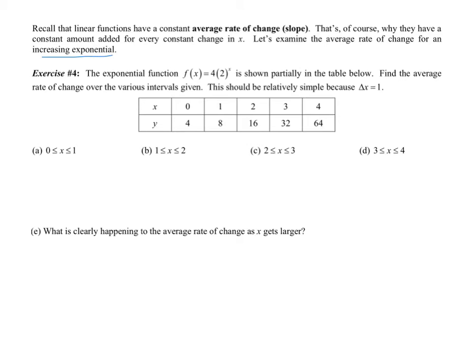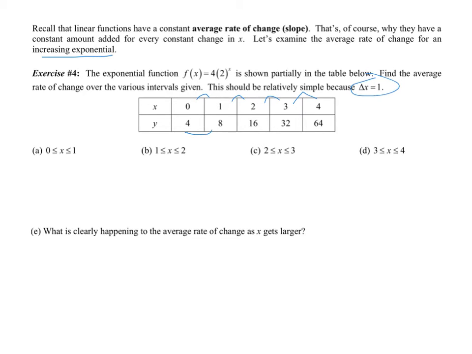The exponential function f of x equals 4 times 2 raised to the x power is shown partially in the table below. Find the average rate of change for the various intervals given. This should be relatively simple because delta means change, and x is going up by 1. This just tells me that my x is increasing by 1 each time.